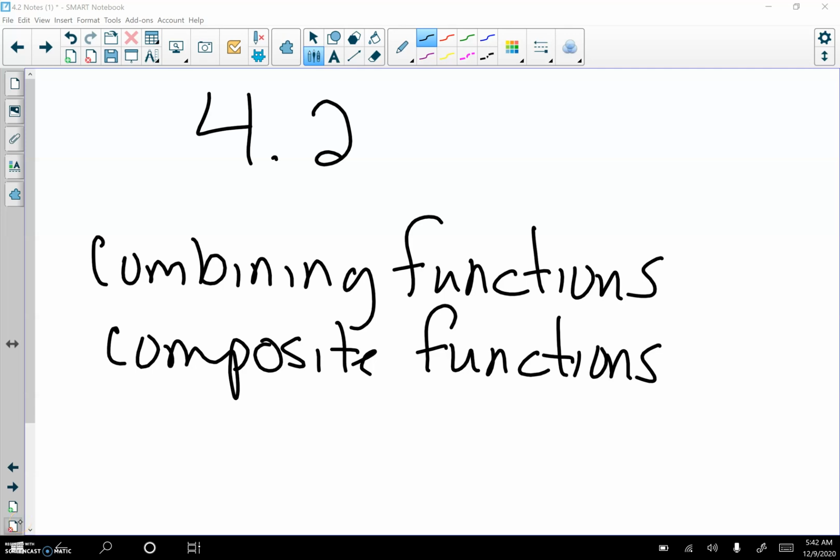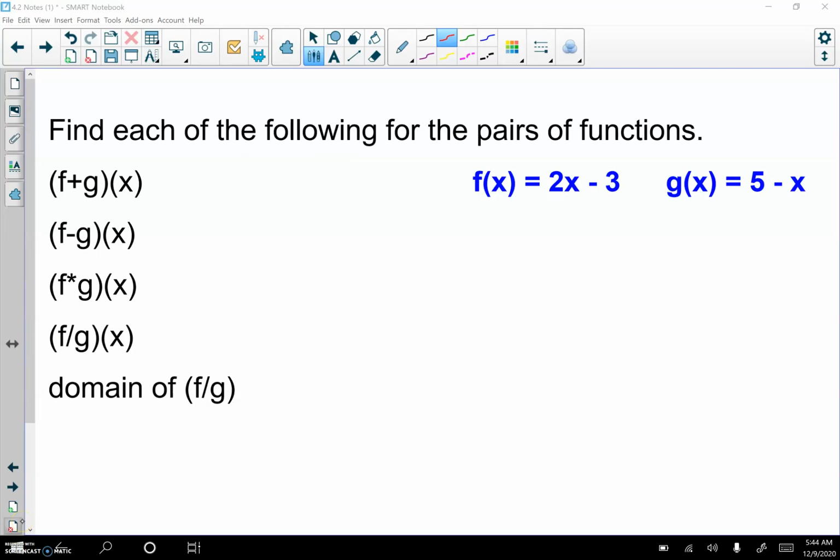This is section 4.2, and the topic of this section is combining functions and composite functions. This first screen is about combining functions. If I want to combine this function f of x and this function g of x, there are four things that I want to do. First, I want to add them, then subtract them, then multiply them, and then divide them.